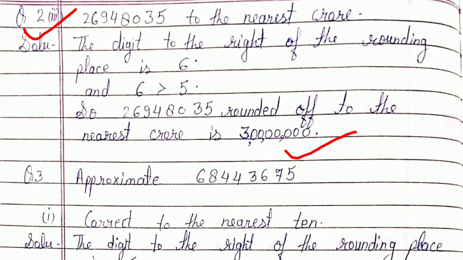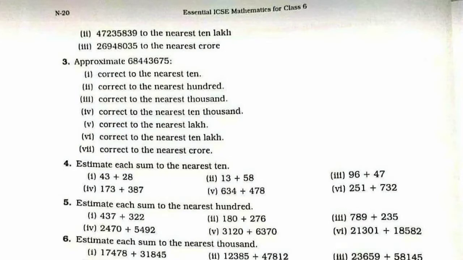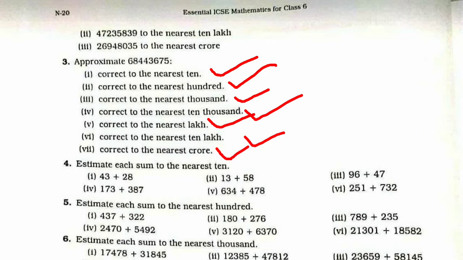Question number 3. Approximate 6 crore 84 lakh 43,675 to the nearest 10. Second part, the same number we will change to the nearest 100. In the third part, to the nearest 1000. In the fourth part, to the nearest 10,000. Like this, the same number we will change to the nearest lakh, 10 lakh, crore. So we are moving to solve the first part.